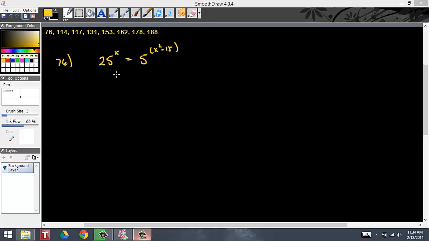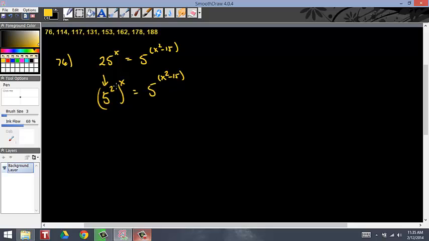25 and 5 should have a common base. What base do 25 and 5 have in common? 5. The 25 is really 5 squared to the x. And that's going to equal 5 to the x squared minus 15.